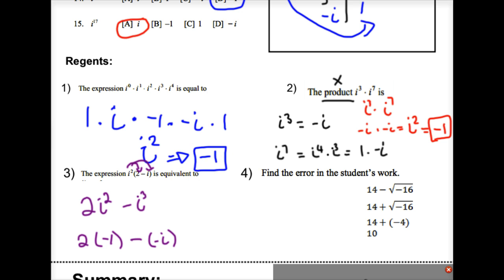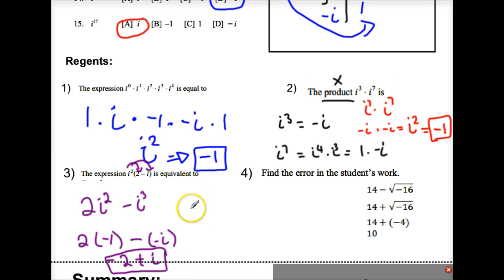Now let's go ahead and continue this. 2 times negative 1 is negative 2 plus I. All I did was simplify. 2 times negative 1 is negative 2. A negative and a negative gives me a positive, plus I.